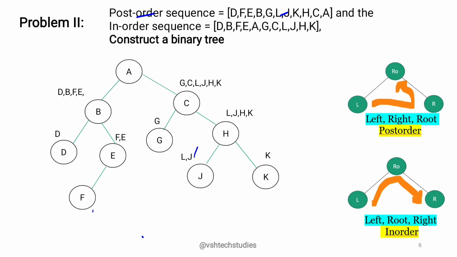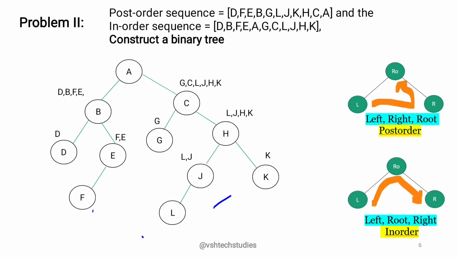Now in this, if J is the root, what is L? Is it left child or right child? For that we'll have to observe the in order sequence, locate J. There L is on the left side. So if J is root, on the left side we have L. So L becomes the left child of J. The L node is taken and made as the left child of J.